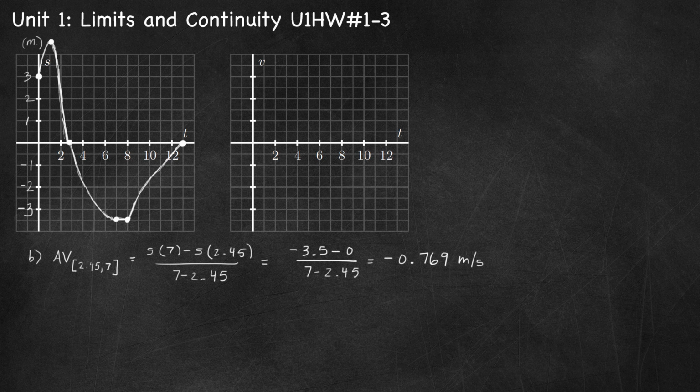The second part of that question says, is his average velocity the same on every interval within the interval 2.45 to 7? Well, no, it wouldn't be, since his speed is not constant in the water.